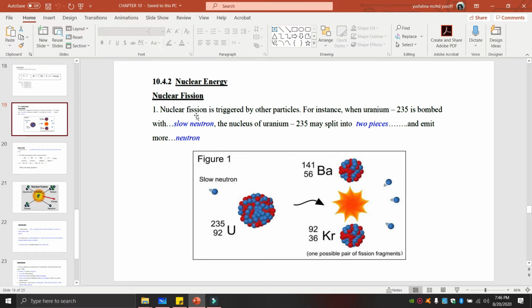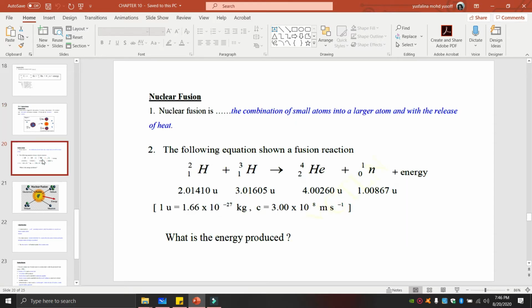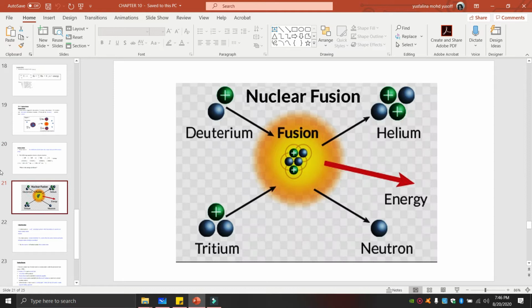So this is nuclear fission, and then this is nuclear fusion. The second one is nuclear fusion. Nuclear fusion is the combination of small atoms into a larger atom with release of heat. So this is the example of nuclear fusion. This is deuterium and tritium, and they fuse and produce helium, energy, and neutron. So this is the example for nuclear fusion.